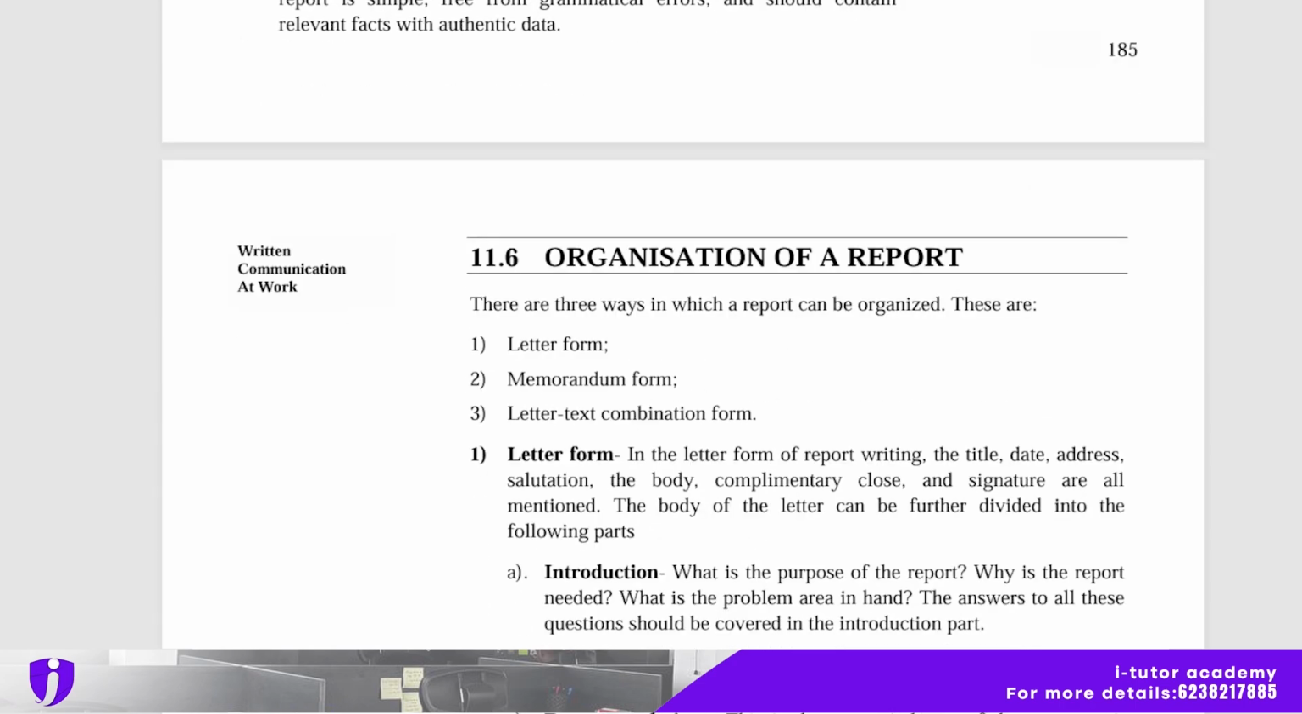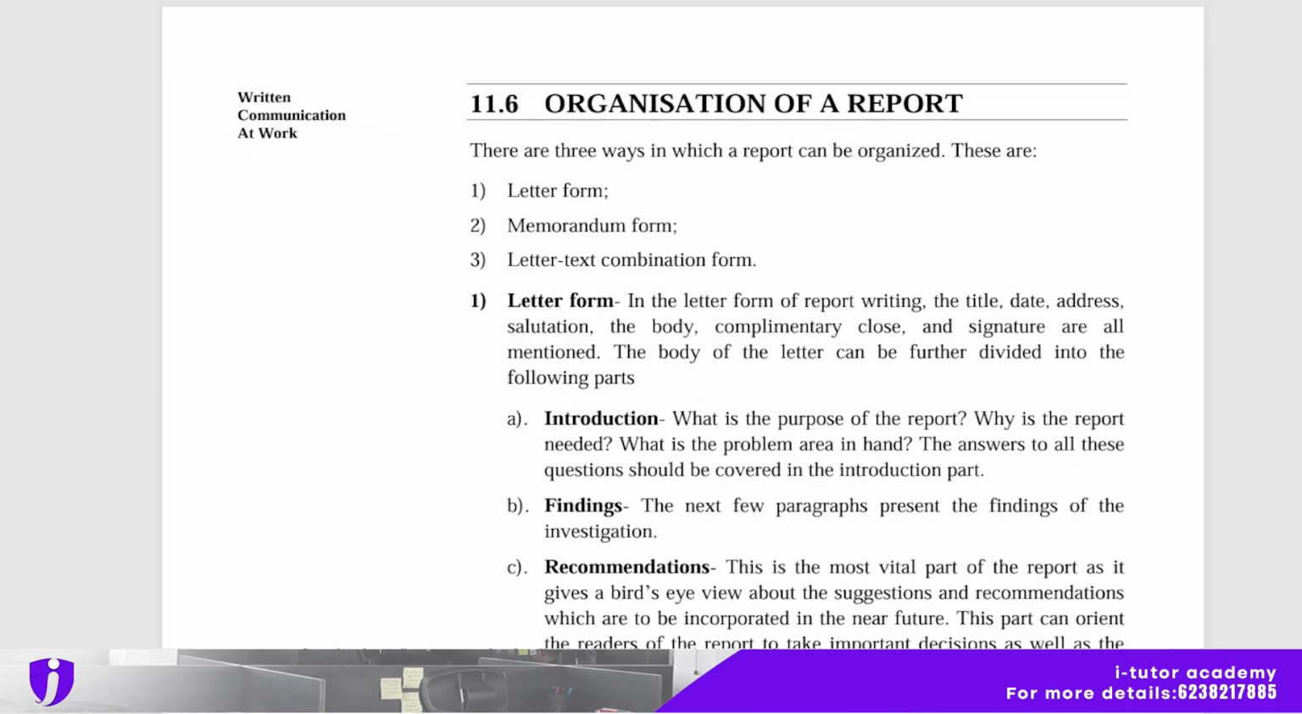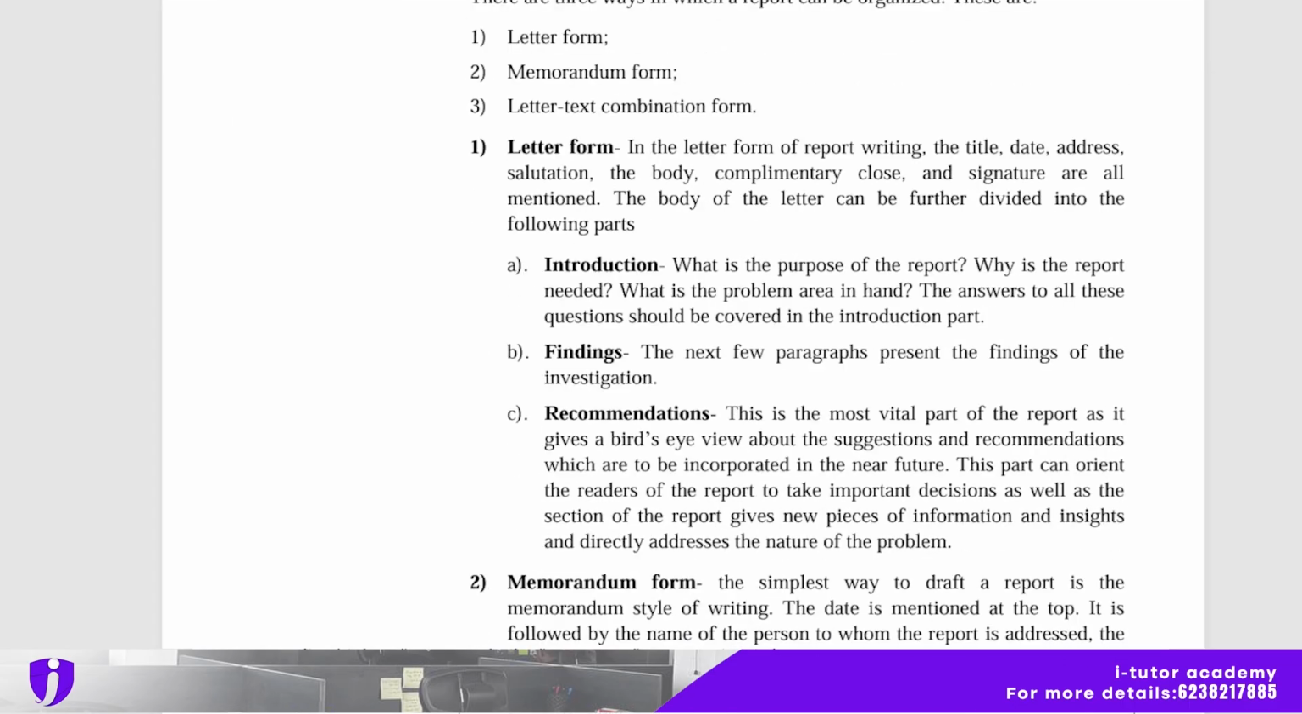Organization of report: there are three ways in which the report can be organized. These are letter form, memorandum form, and letter text combination form. So, letter form. In the letter form of report writing, the title, date, address, salutation, the body, complimentary clause, and signature are all mentioned. The body of the letter can be further divided into the following parts, that is, an introduction: what is the purpose of the report, why is the report needed, and what is the problem area in hand. The answers to all these questions should be covered in the introduction part.